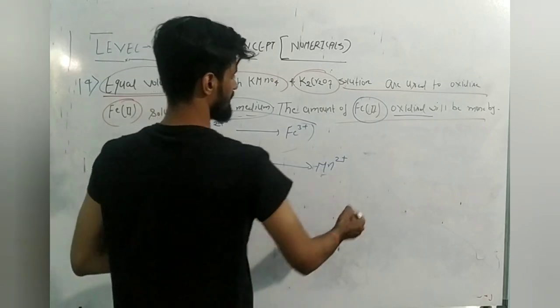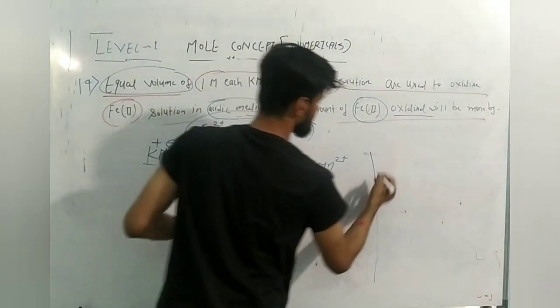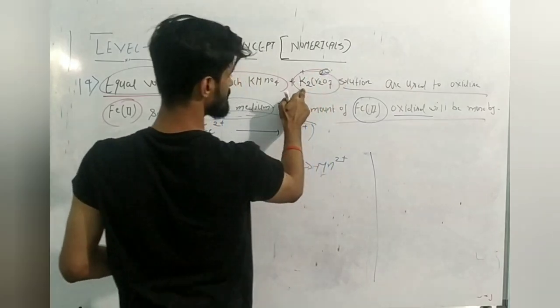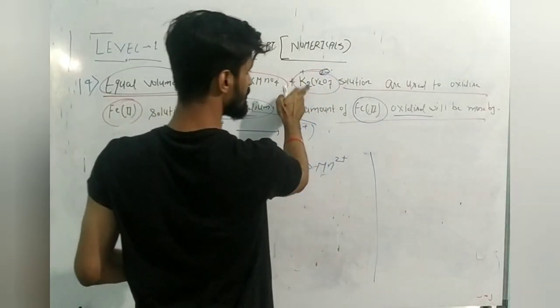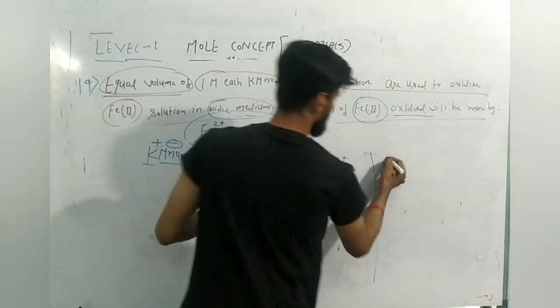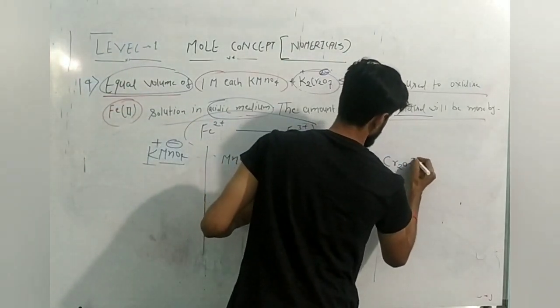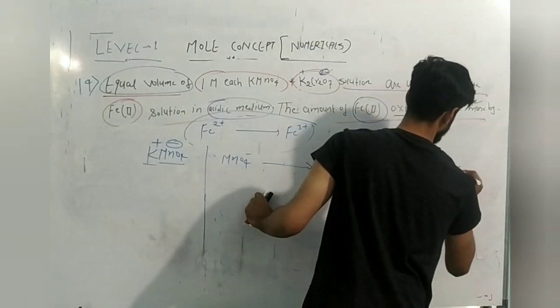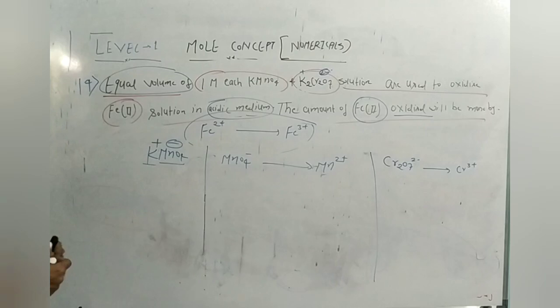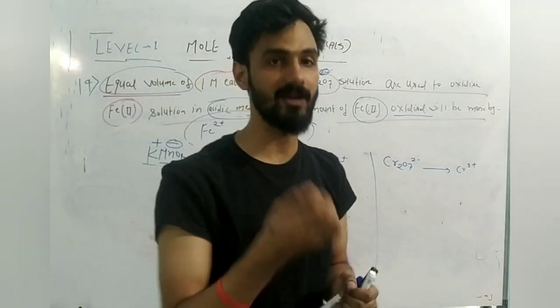Now, if you talk about K2Cr2O7, then it will be getting converted into K+ and Cr2O7 2-, because 2 potassium is there and on 2 potassium 2 charges will be there, so one potassium has 1 plus charge. Here Cr2O7 2- will be getting converted into Cr3+. Now, how do you balance the reaction and how can we calculate the N factor for this reaction?